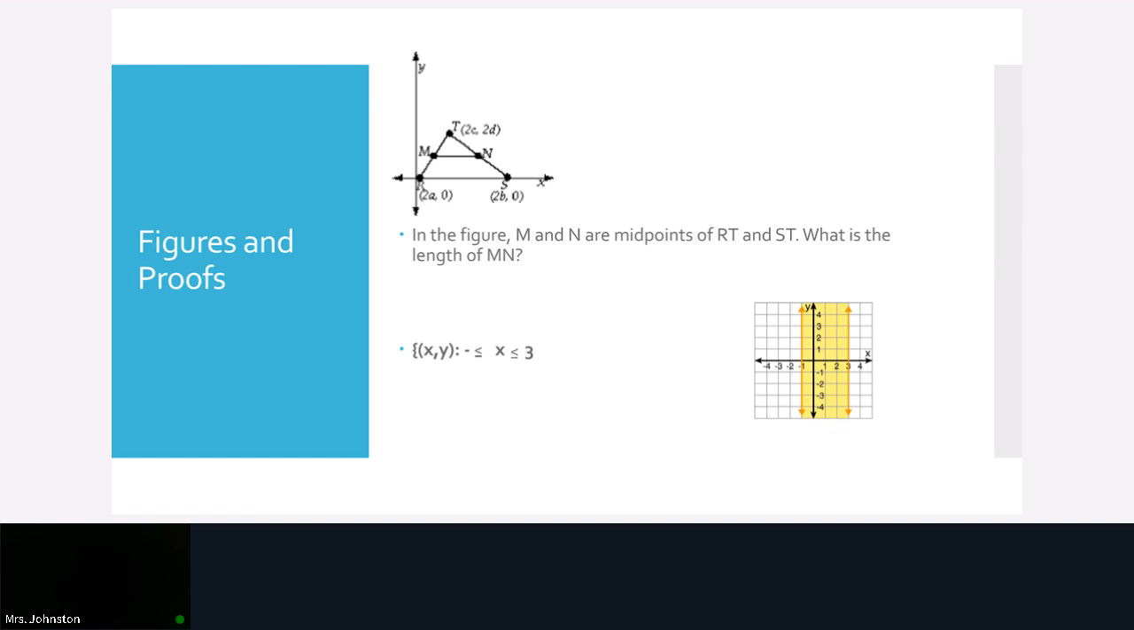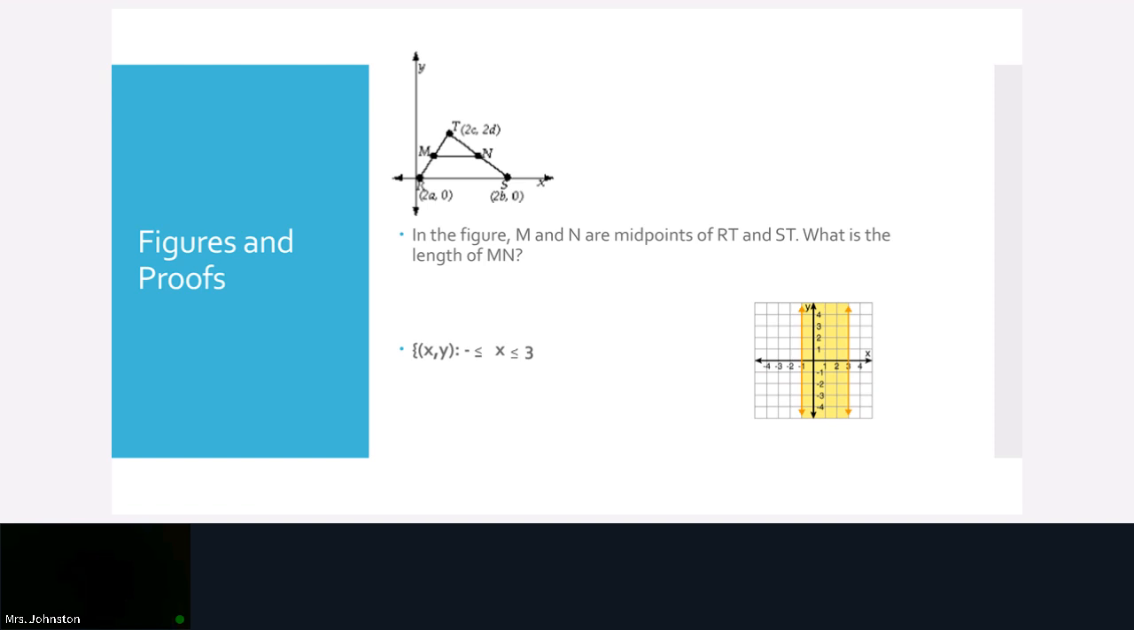Now, you had quite a few figures and proofs, and when you're talking about coordinate geometry, it's a little bit easier to see how the proofs work. On your test, you have a question that says, in the figure, M and N are midpoints of RT and ST. What is the length of MN? Well, one of the theorems that you learned is that the connecting line between the midpoints is called the midsegment, and that distance is half of the distance of the longer line below it.